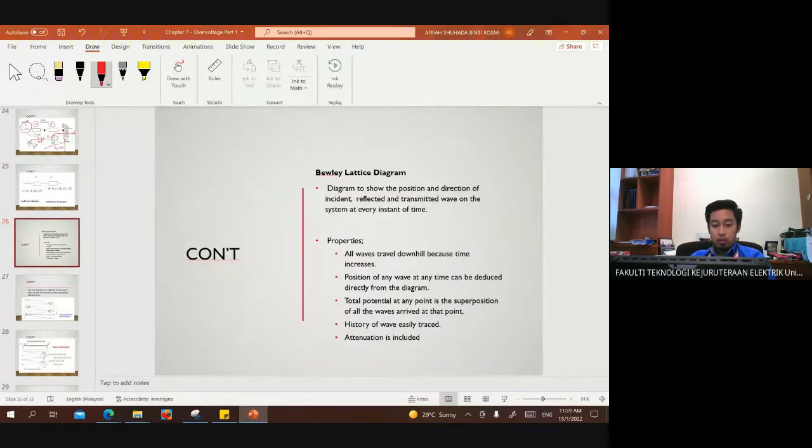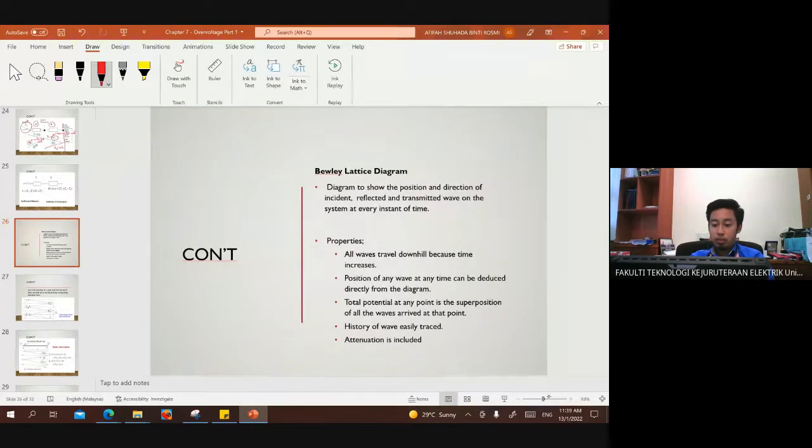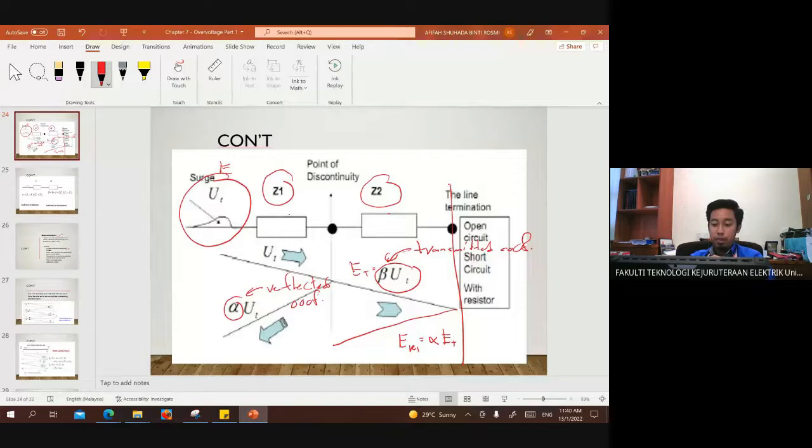So how do we want to analyze this point? We can use a Bewley lattice diagram. The Bewley lattice diagram is the diagram to show the position and direction of incident, reflected, and transmitted wave on the system at every instant of time. So according to the Bewley lattice, we also need to know what the properties of the Bewley lattice are. The first rule here: all waves travel downhill. Kalau you all tengok tadi, slide 24, dia punya bentuk ni dia downhill. Maksudnya dia akan menurun macam tu.